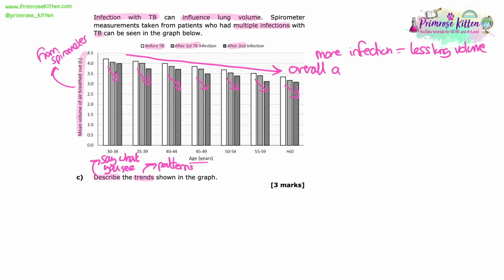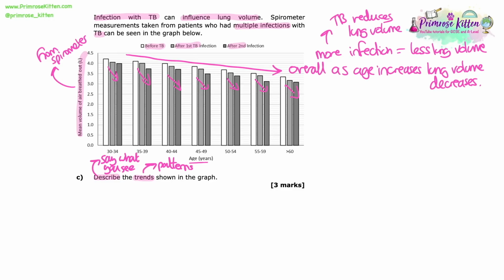We've also got a general overall decrease in lung volume as you get older. Also, even if you just have one infection with TB, it's reducing your lung volume. So we've got these three things. Having TB reduces your lung volume. The more TB infections you have, the lower your lung volume, and overall your lung volume decreases with age. And these are the three points that can give us the three marks.